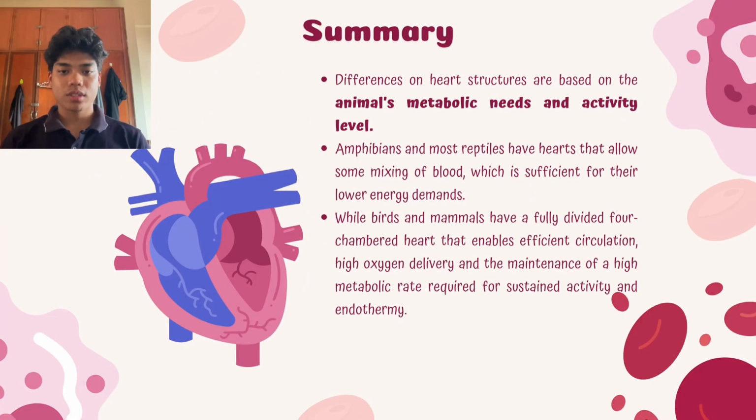To sum it all up, the differences in heart structure are usually based on the animal's metabolic needs and activity needs. So for example, amphibians and most reptiles have hearts that allow some mixing of blood, which is sufficient for their low energy demands, while the birds and mammals have a fully divided 4-chamber heart that enables efficient circulation, high oxygen delivery, and the maintenance of a high metabolic rate required for sustained activity and endothermy.